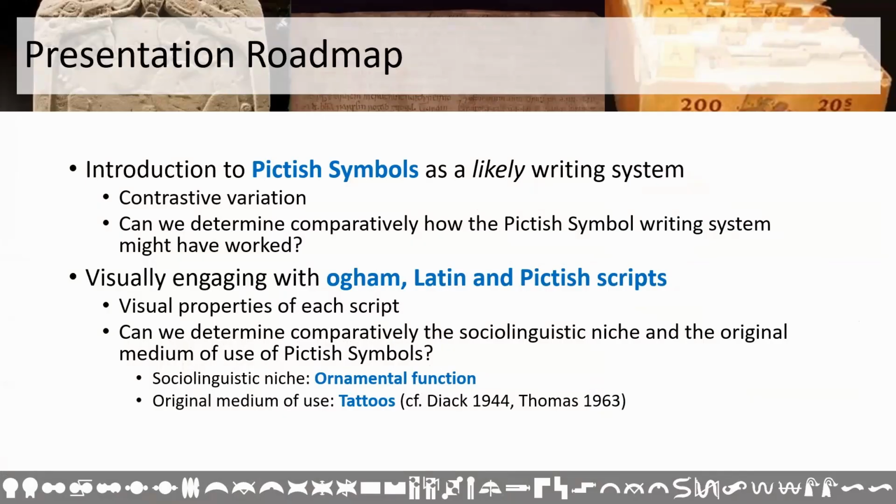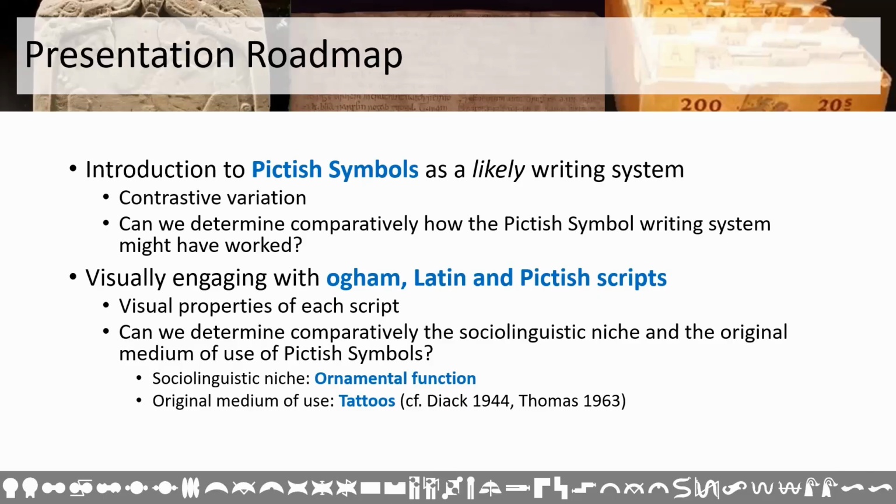I'm going to try and scoot through that because I know some of you have already seen a more elaborated version of that argument. Then I'm going to jump into the deep dive on visually engaging with the three contemporaneous scripts, so Ogham, Latin, and the Pictish scripts. And by looking at the visual properties of each script, I'm going to try and answer the question, can we determine comparatively, comparing the three scripts, the sociolinguistic niche and the original media of use for each of the scripts?